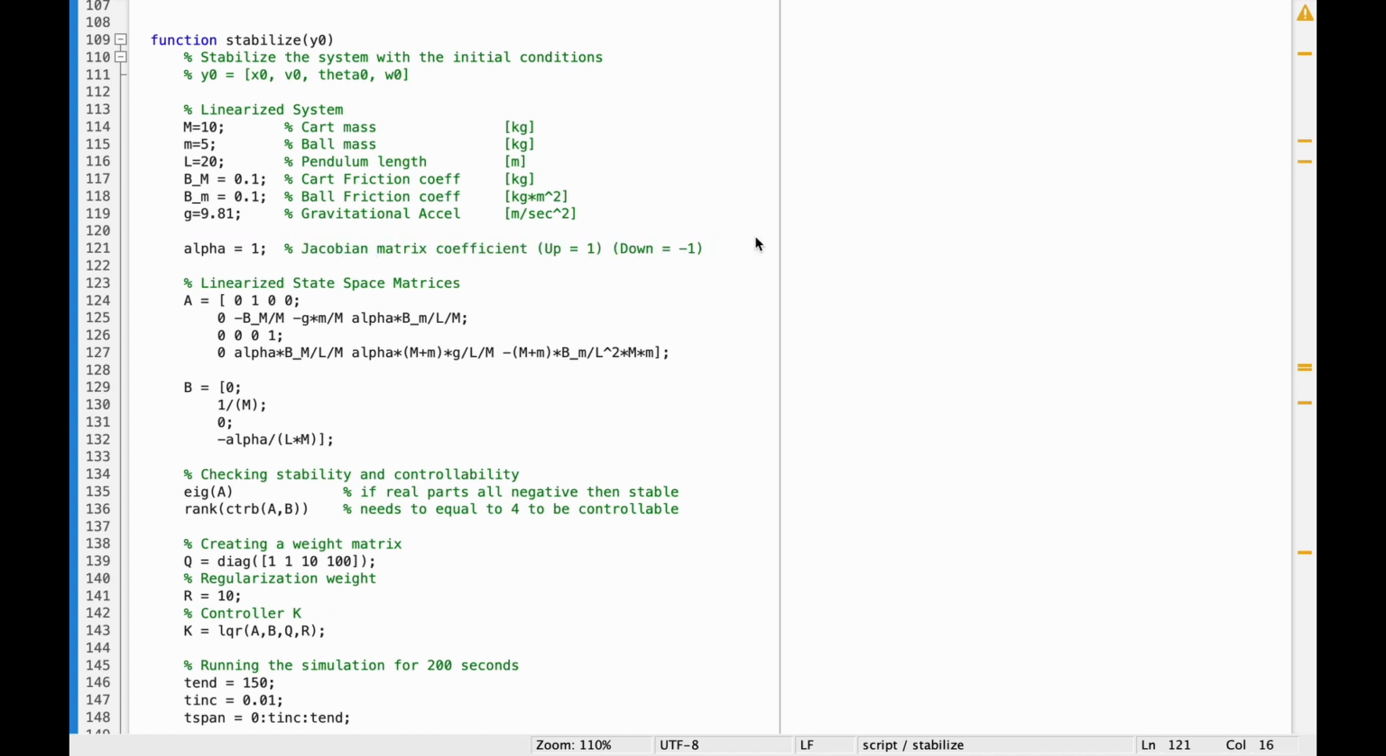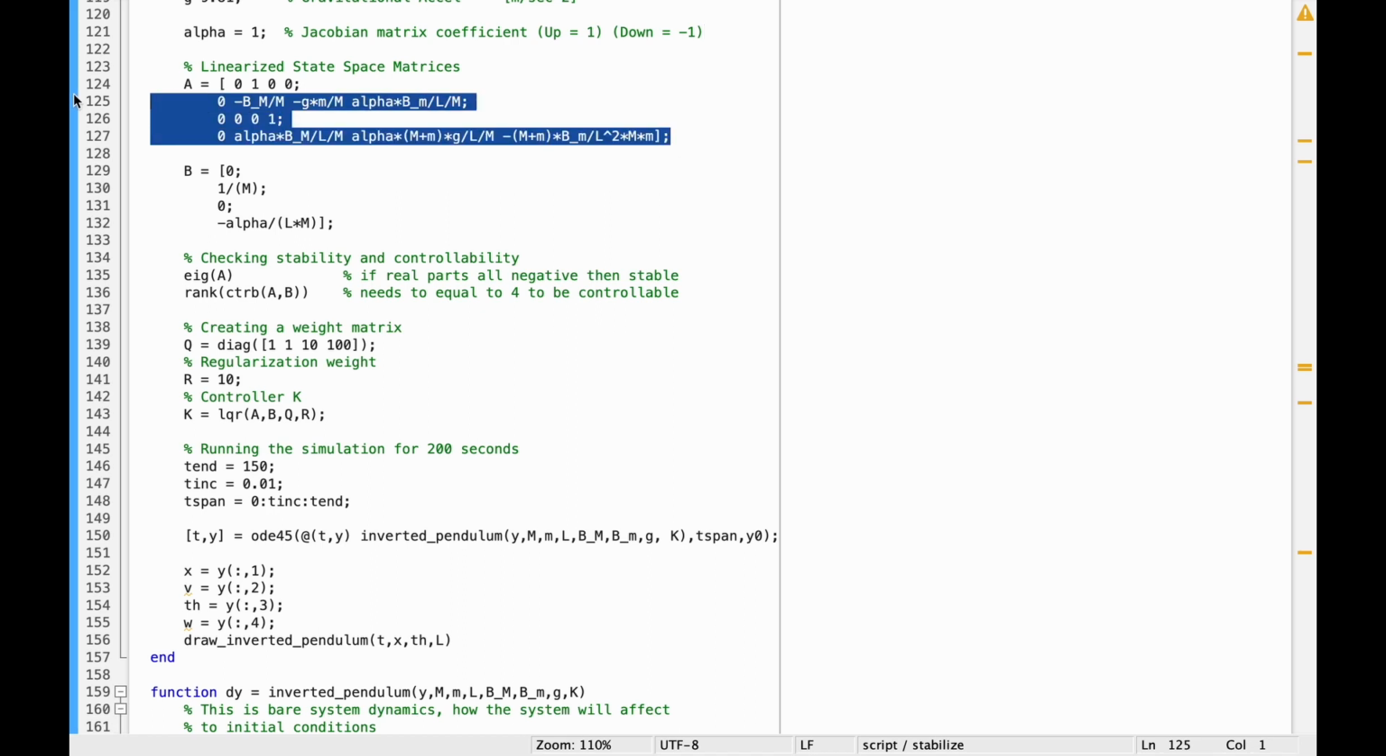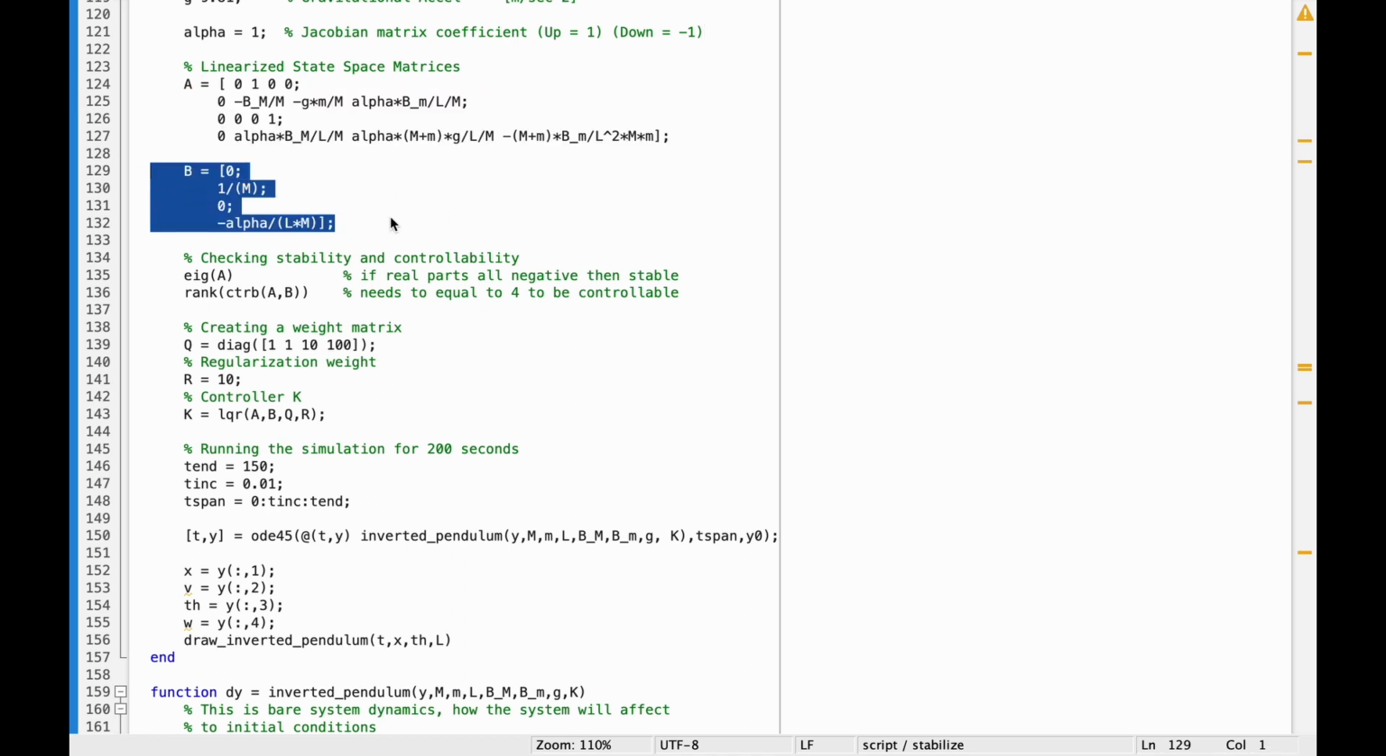Then, we need to specify our alpha, which came from the Jacobian matrix, with alpha equal to 1 linearizing the system about the upward pendulum, and alpha equal to -1 linearizing the system about the pendulum down. Next, we write our linearized Jacobian matrix into A for states and B for input force U. Then, we need to create an optimal controller K that will set force U based on the error between what our goal is, which is pendulum upward, and our current states.